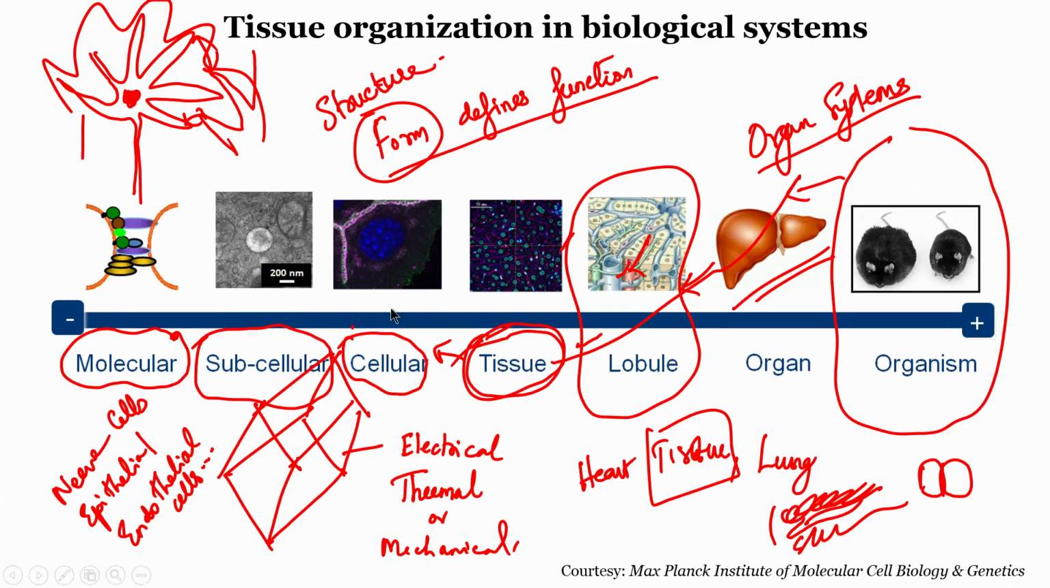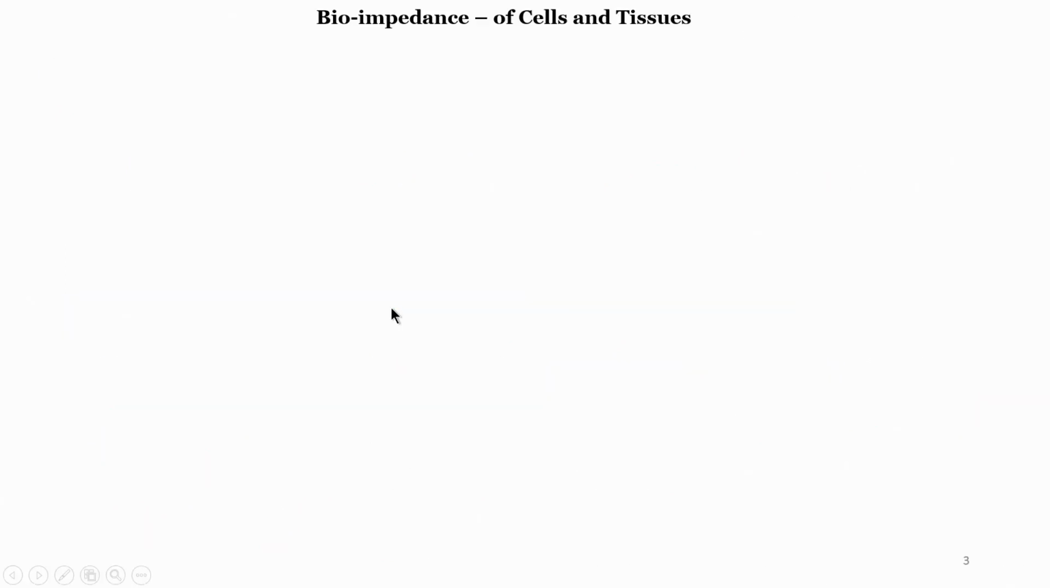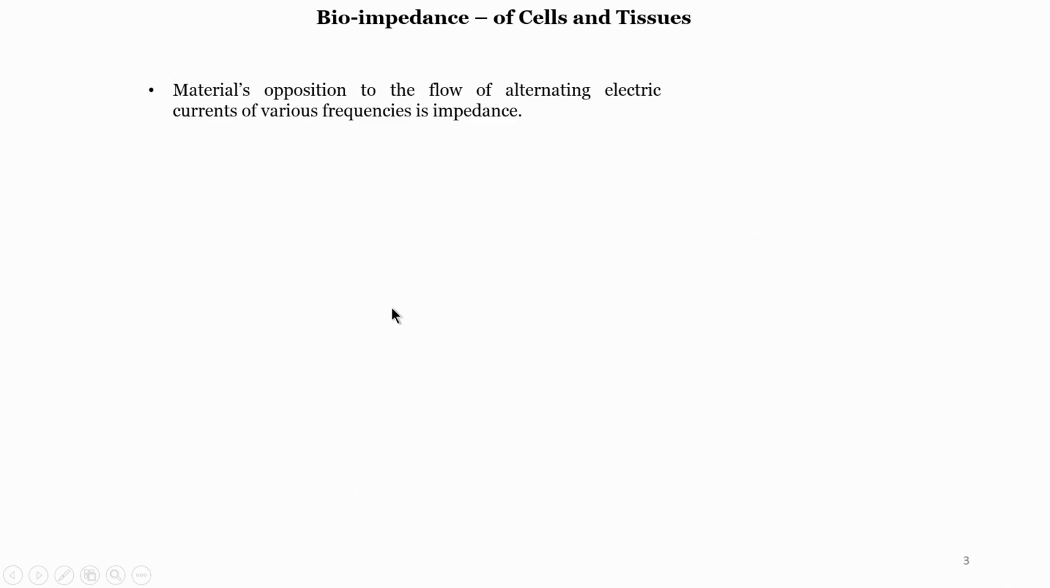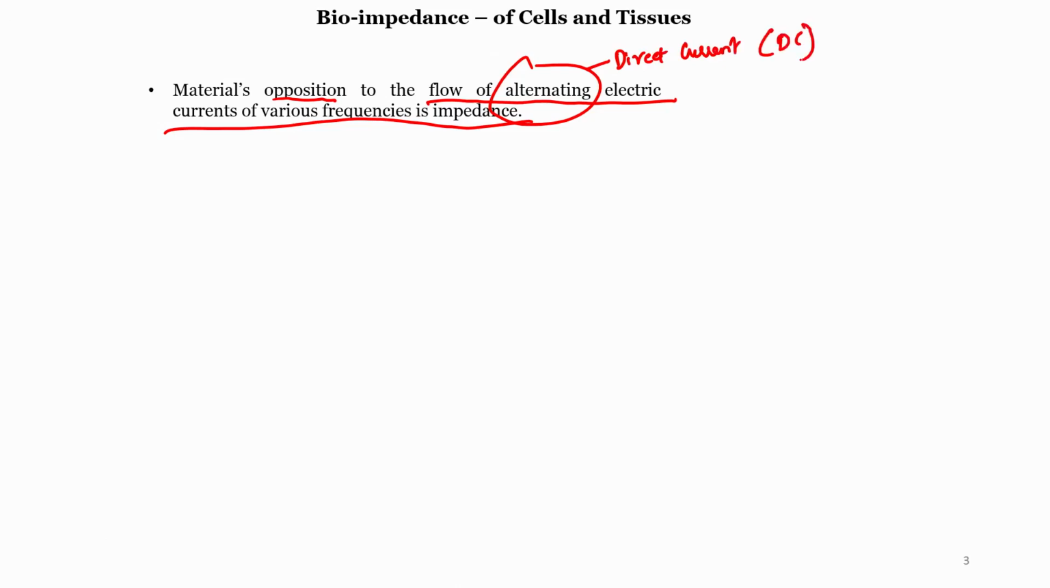Okay. Next, we will quickly revisit the bioimpedance that we talked about of cells and tissues. What is basically impedance? Impedance is the material's opposition to the flow of alternating current of various frequencies. If the current is direct current, which is DC, we can call this impedance resistance. All of you are aware, I think. So, for DC it is called resistance, and for AC it is called impedance.